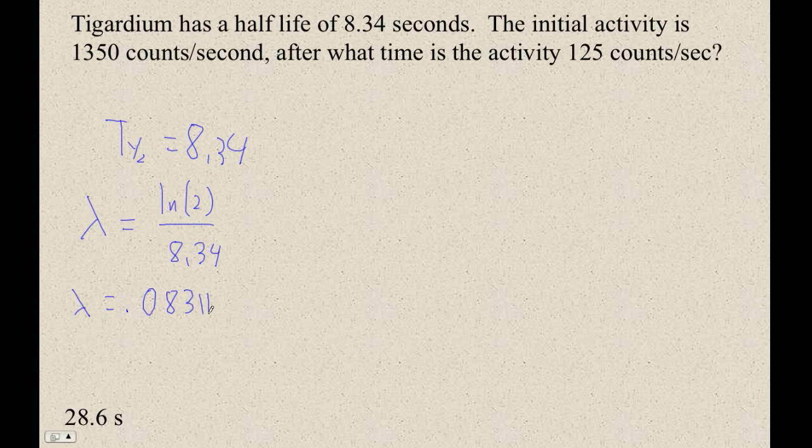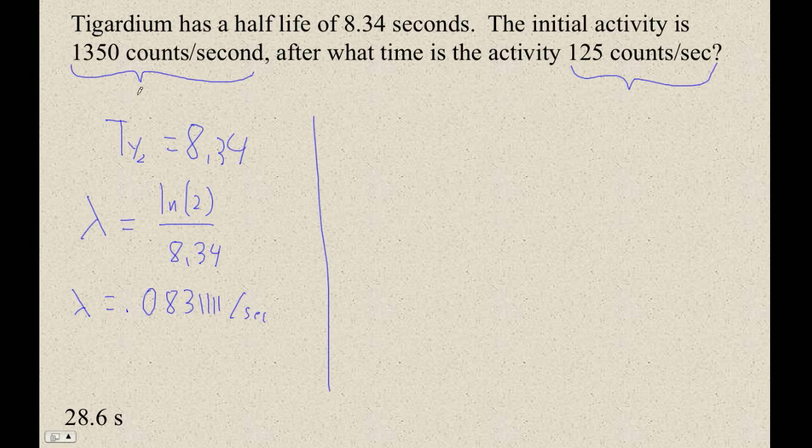0.083 and a bunch of ones, 1, 1, 1, 1. Okay, and that's per second. And I'm going to store that in my variable a just for fun, right? Okay, and then this is our original activity, okay? This is the final activity, right?